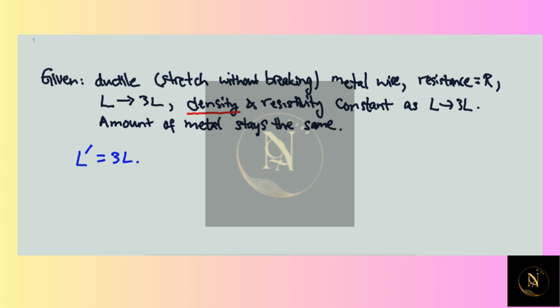You're also told that the density and resistivity remain constant as you stretch this wire. Actually, the density remaining constant is a critical point. We're going to make use of this fact explicitly. And you're also told that the amount of metal in the wire stays the same as you're stretching it. They want to know what is the resistance now after you've stretched this wire.